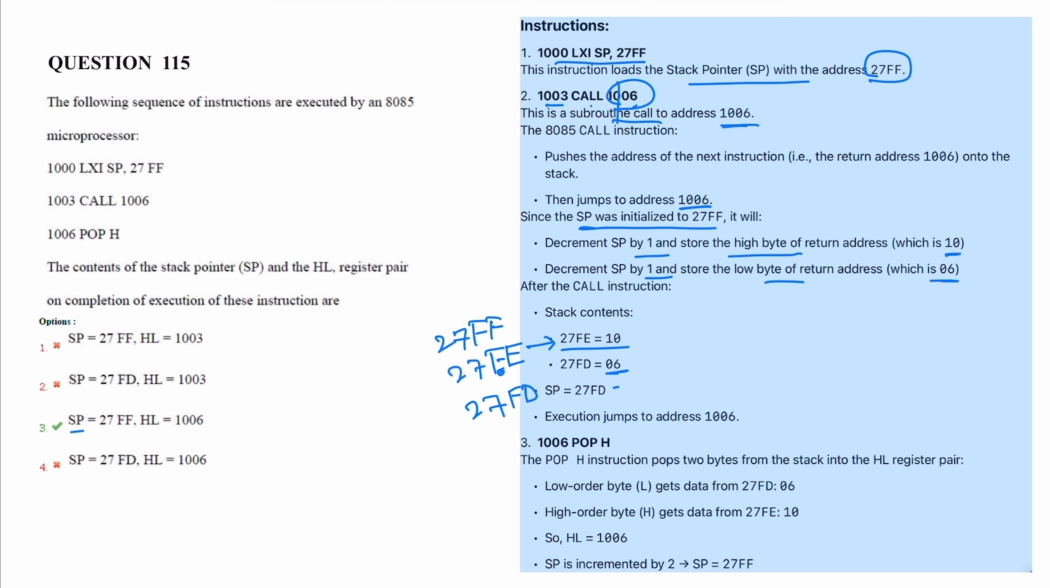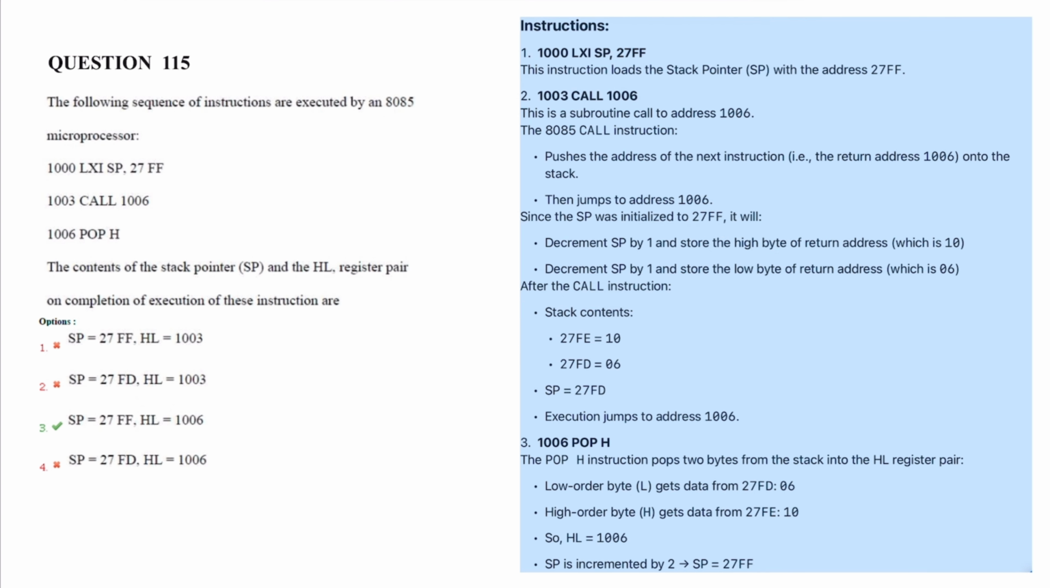In 1006, the POP instruction is there. The lower order byte is 06 and the higher order byte is 10. Now the HL register pair contains 1006. The stack pointer is incremented by 2, and again reaches 27FF hexadecimal. Here the contents of the stack pointer are 27FF and the HL register pair contains 1006. The correct answer is option 3.